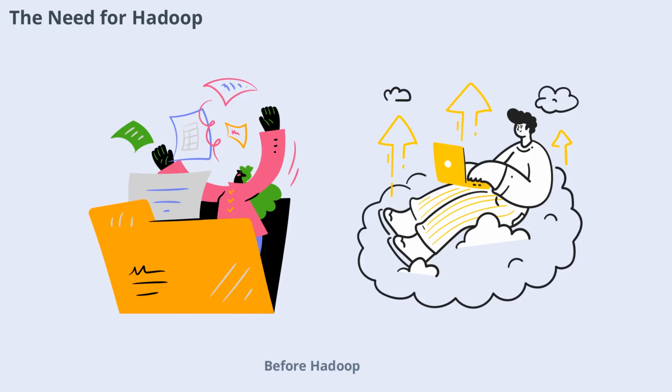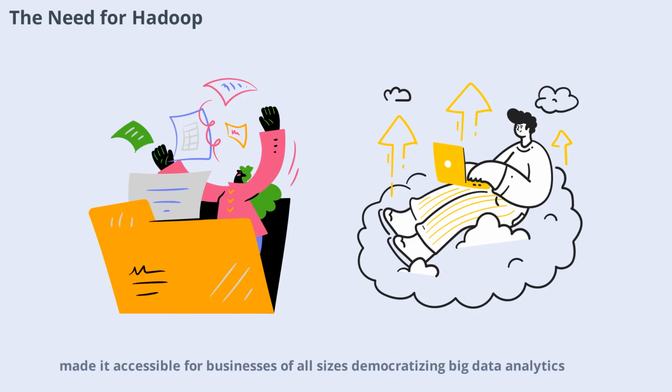Before Hadoop, organizations struggled to store and process ever-growing data volumes. Traditional systems were expensive and couldn't scale easily. As data from social media, sensors, and transactions exploded, a new solution was needed. Hadoop emerged to fill this gap, offering a cost-effective and scalable way to manage big data. Its ability to run on commodity hardware made it accessible for businesses of all sizes, democratizing big data analytics.